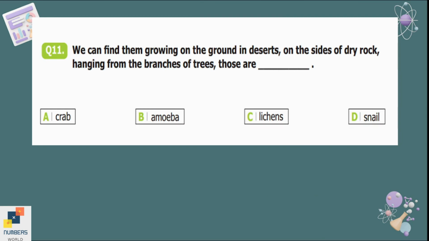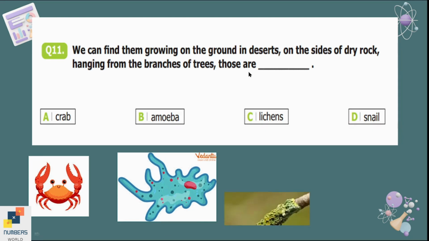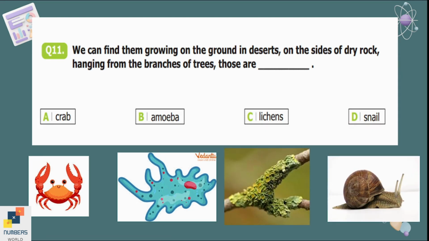Question number 11. We can find them growing on the ground in deserts, on the sides of dry rock, hanging from the branches of trees. Those are option A, crab, B, amoeba, C, lichens, and D, snail. So we can see that option C is describing the given information. So that is lichens.